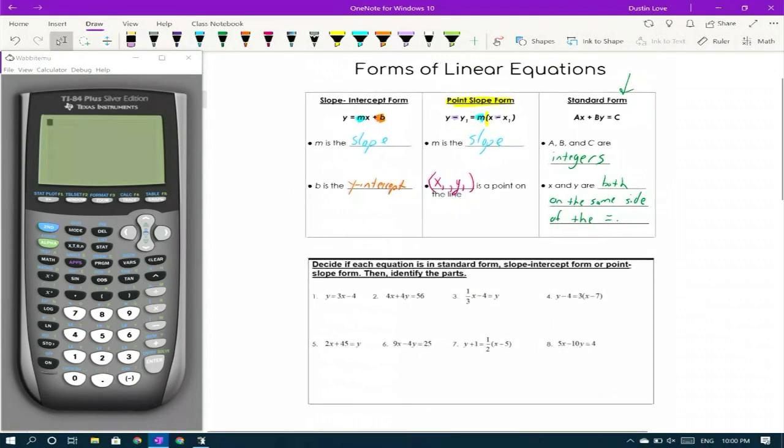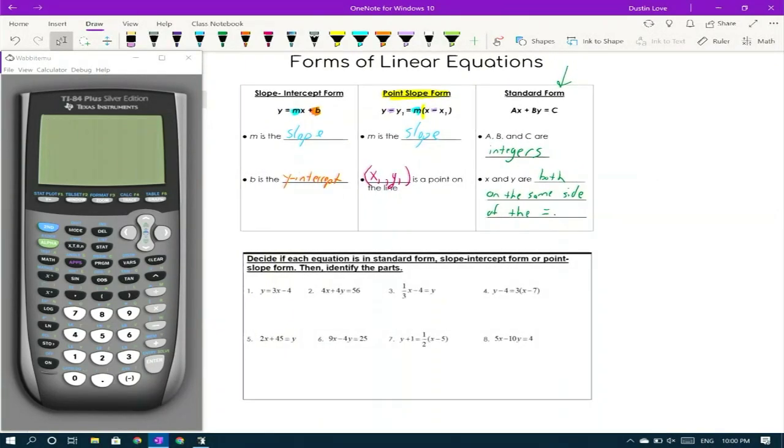Okay, now let's go through these and first off identify what format they're in, slope-intercept, point slope, or standard, and then we're going to identify the different parts that are in it. So the first one, y equals 3x minus 4. Now when I go up and look at my different formats, there's no parentheses, which means it's not point slope. x and y are on different sides, so it can't be standard form. This one's got to be slope-intercept, and I'm going to abbreviate that just because I'm trying to go faster.